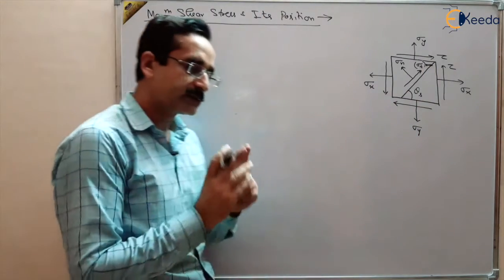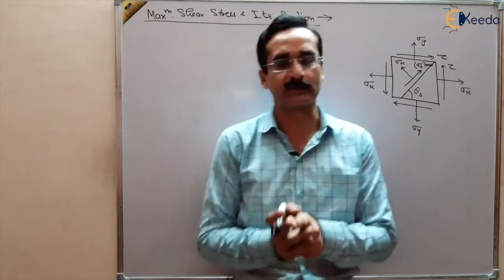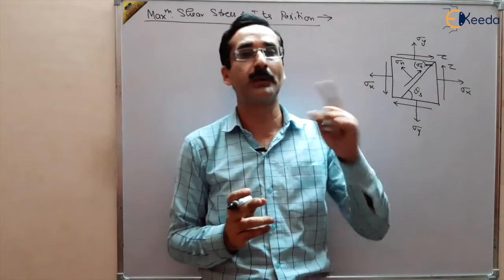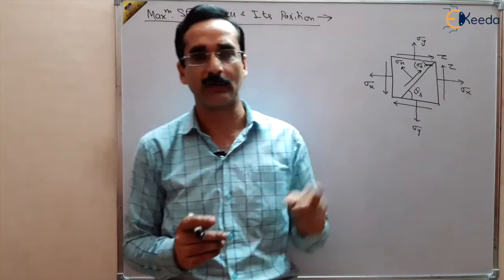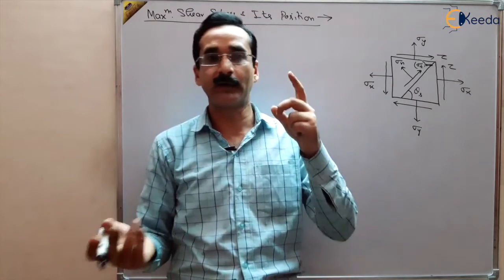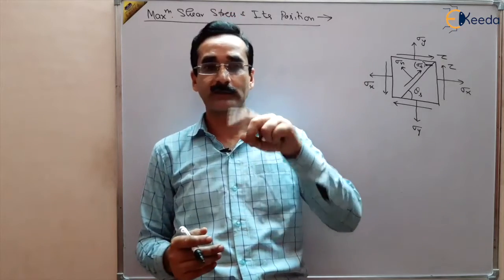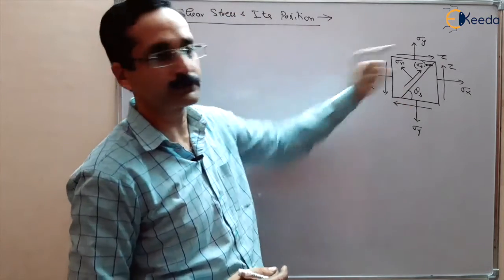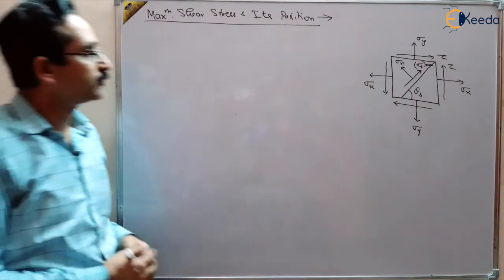When there is principal stress, there is no shear stress. Principal stress means the maximum or minimum normal stresses. So when there is maximum normal stress, there is no shear stress. But the reverse is not true. When there is maximum shear stress, there are some normal stresses also, right? Let us find out the plane.